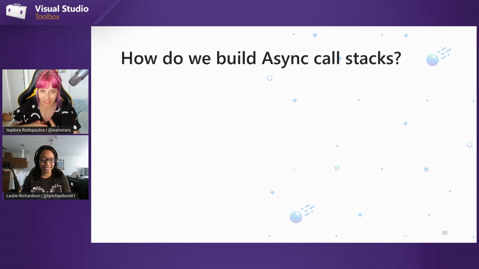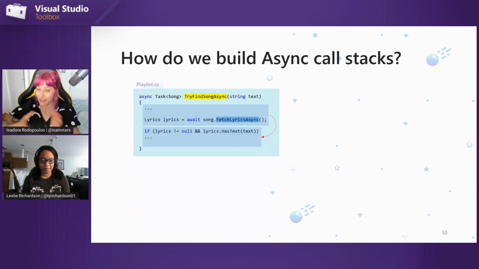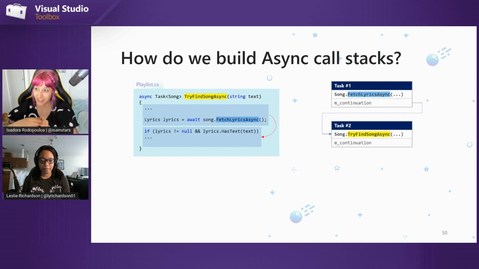So given all that, how exactly could we possibly build an async call stack? To answer that, let's go through this example that we have seen before again. We are trying to find a song, and then we fetch the lyrics asynchronously. And as soon as that finishes, we are going to resume whatever we were doing in that method. So in the async world, each bit of async code has a reference to the next bit that will follow. And that's what we have seen with these boxes. We usually call that a continuation.